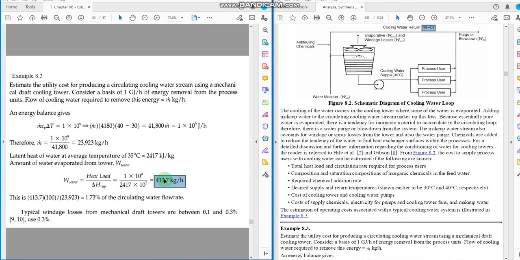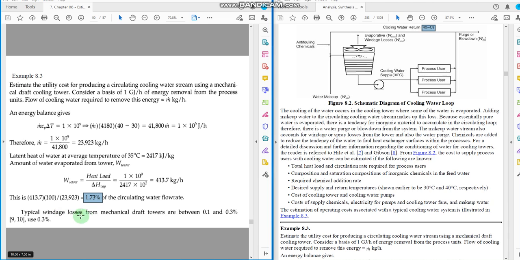Okay, so what is the percentage of this water compared to the total amount of water? So you can simply take the percentage here, 413.7 divided by 23,923, to get the value for the water losses from evaporation from the cooling tower. So that is 1.73%.